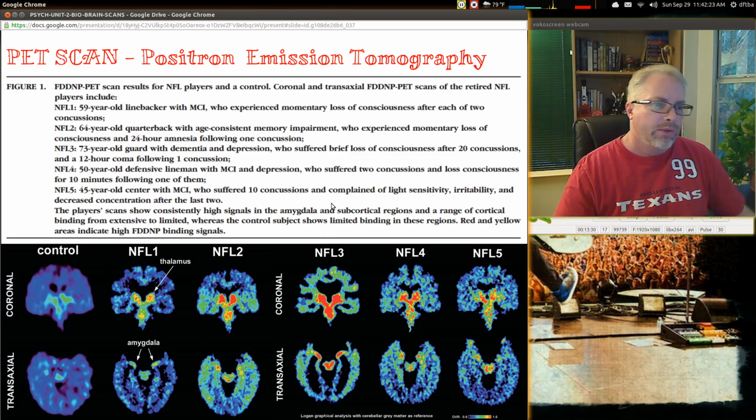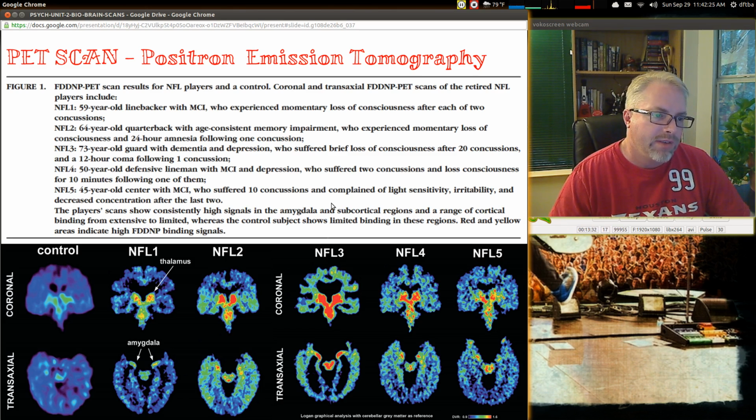You know, they go through the list here, and you can see some of these guys have had major concussion problems. Number 5 was a 45-year-old center who suffered 10 concussions and complained of light sensitivity, irritability, decreased concentration after the last 2 concussions. And you can kind of see that his brain activity is looking much more different than, say, number 3, a guard with dementia and depression. He has also issues and problems, doesn't he?